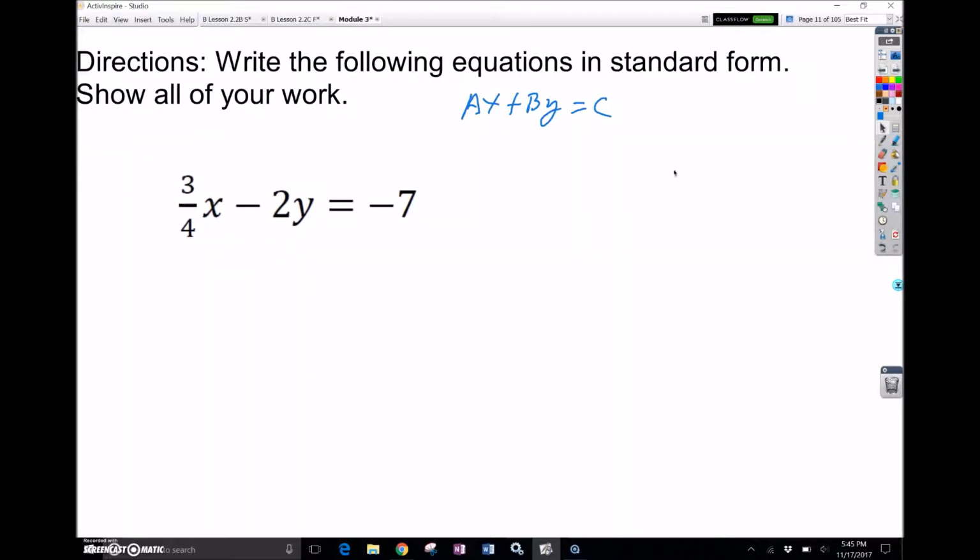When I look at this, I can do a fraction buster by clearing the fraction, multiplying each and every term by 4. If I multiply each and every term by 4, these are going to cancel, and I'm going to be left with 3x minus 8y is equal to negative 28. I now look at it. My coefficient of x is a positive 3. My x and my y are on the left side of the equal sign, and there are no decimals and no fractions. So I'm good to go.